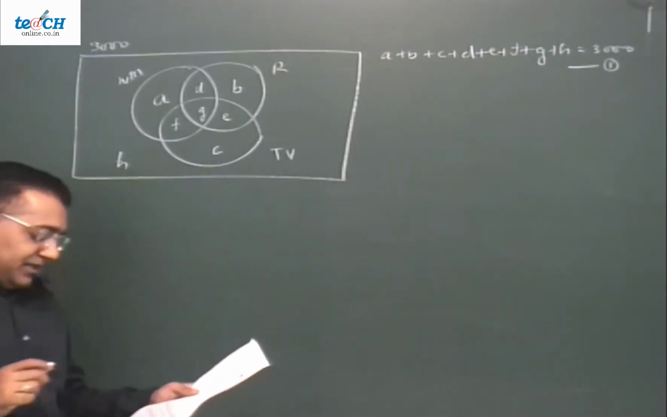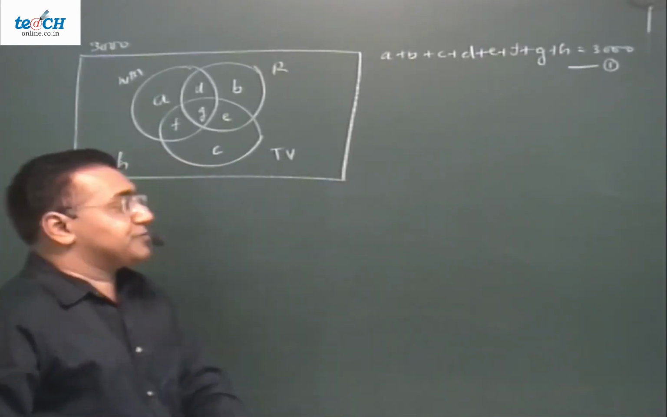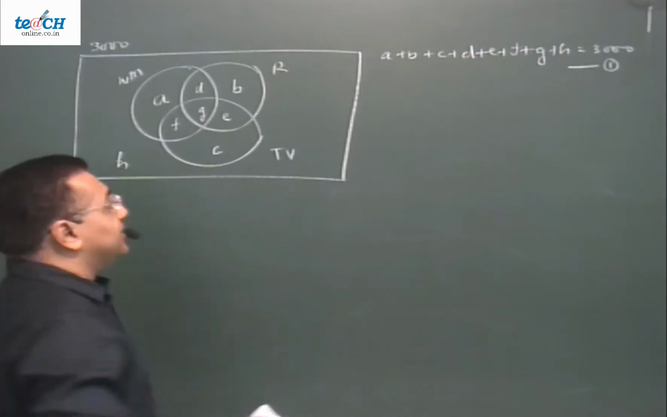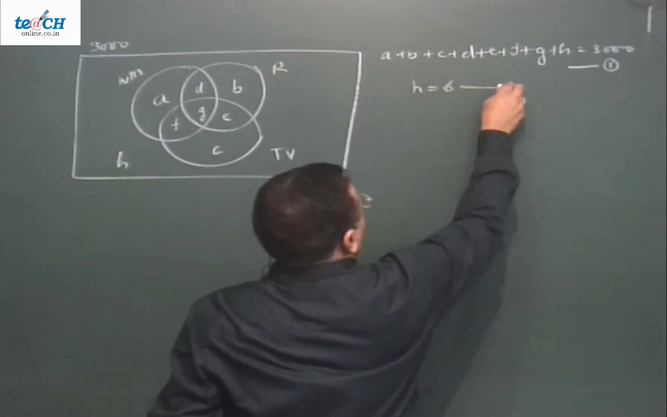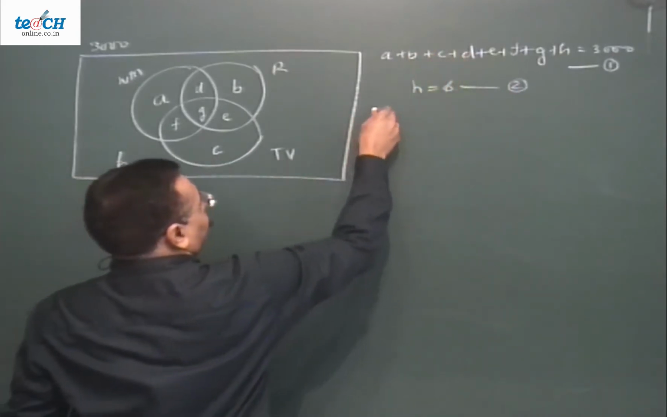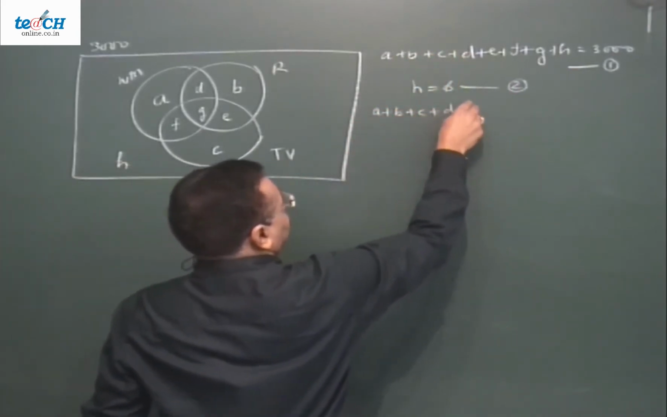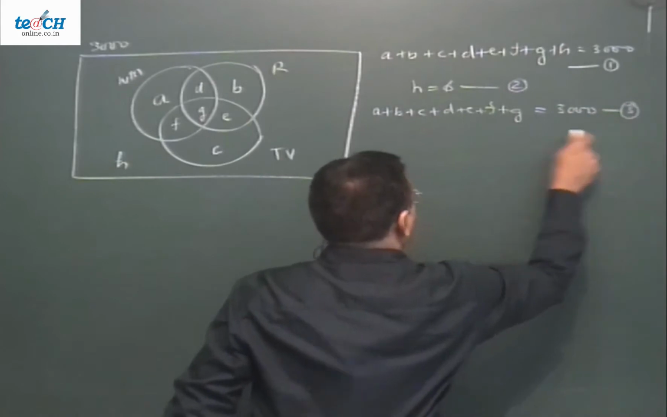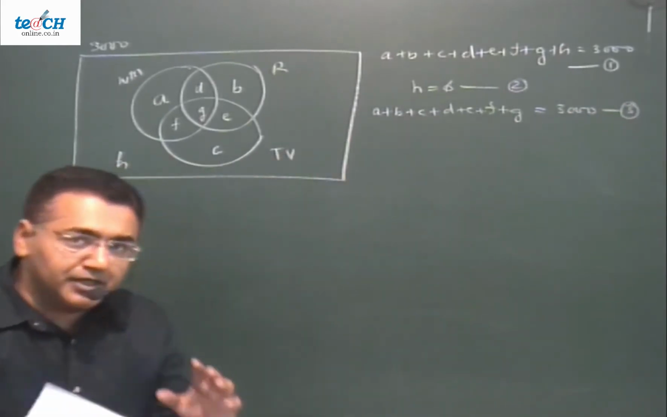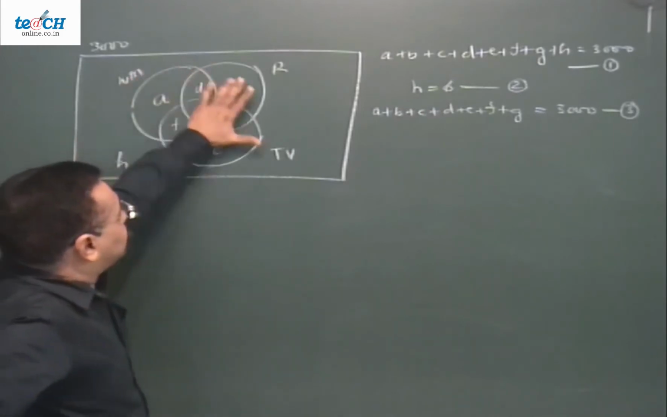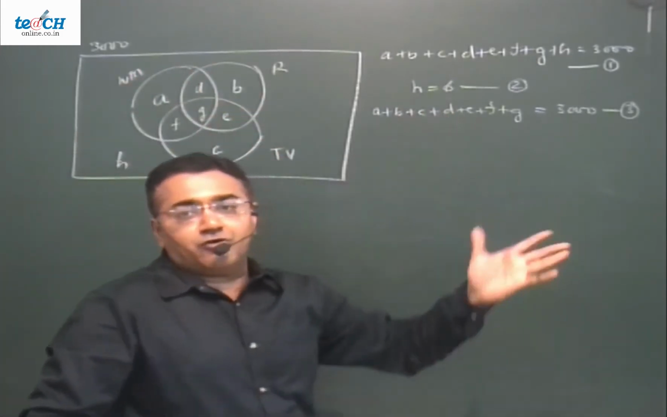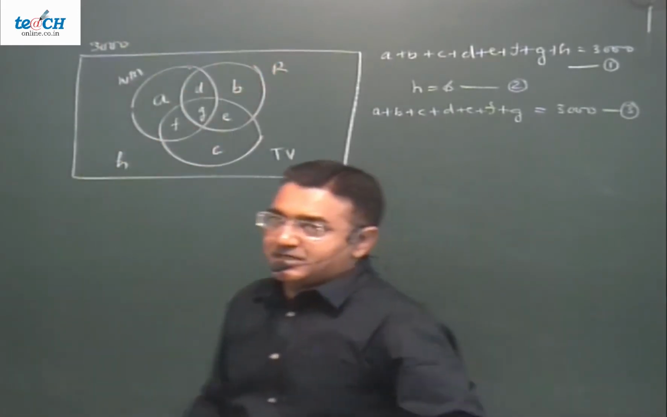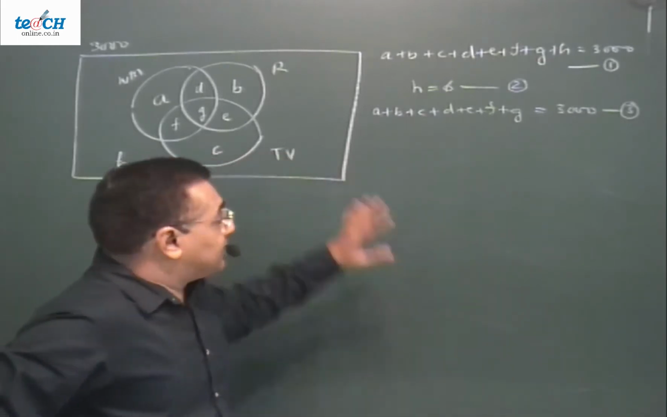Now the next line says that each household had at least one of these gadgets, which means none of them had nothing, which means outside of these 3 sets there are no households, which basically means that the variable H is equal to 0. This is equation 2, and if I put equation 2 in equation 1, I can simply say that A plus B plus C plus D plus E plus F plus G is equal to 3000. Equation 3. Now this equation 3, if you remember in the intuitive solution, we had said that the union of these 3 sets is 3000. This is what this equation means, the union of all 3 sets, because basically outside we have no one, and hence this universal set is the same as the union of these 3 sets. So I'm just trying to draw the parallel between the intuitive solution and the equations.